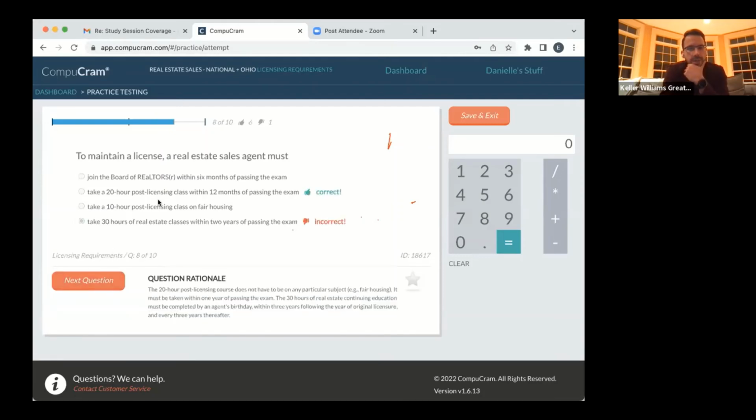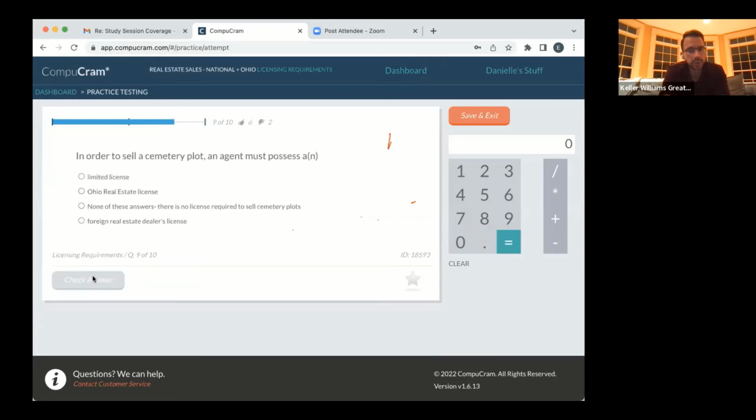They change these up quite a bit. It's take 20 hours of post-licensing within 12 months of passing the exam. So make sure we do have that. It used to be 10 hours and then 30 hours after that. So yeah, 20 hours now within your first 12 months and 30 hours within your first 3 years is the answer we're looking for. Next one, in order to sell a cemetery plot, an agent must possess. You guys jumped on that one super fast.